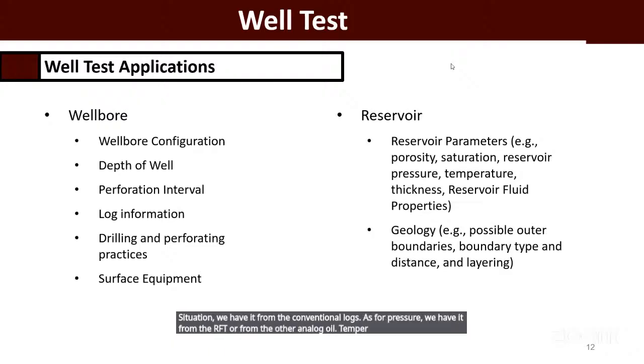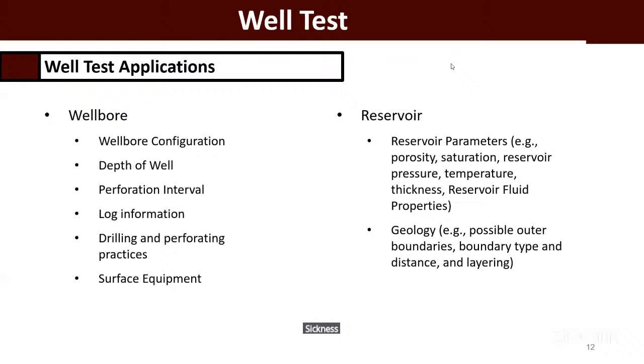Temperature is from logs also. Thickness, we have it as net pay calculated from the CBI of the log, which is the processing of the triple combo, for example. Reservoir flow properties come from the PVT report of this reservoir. If not, we can use an analog or offset PVT.